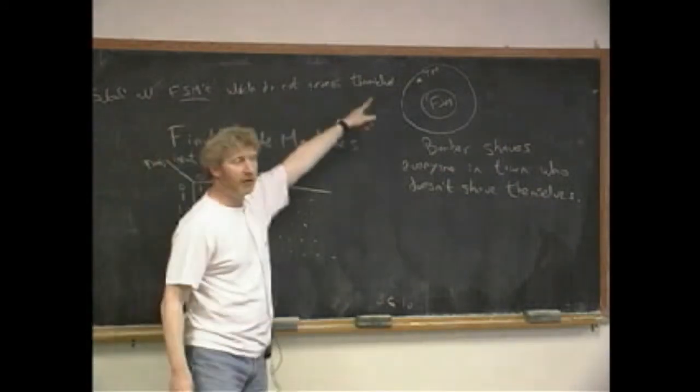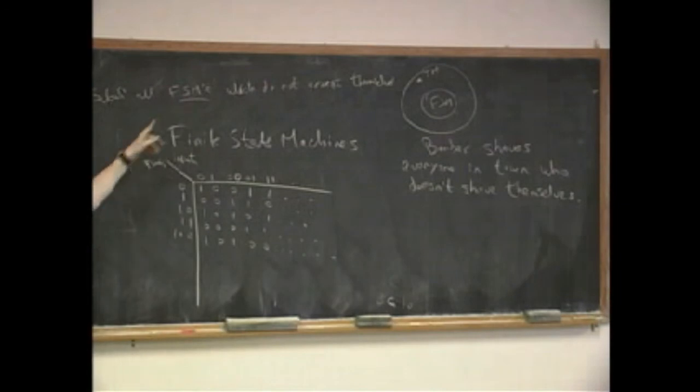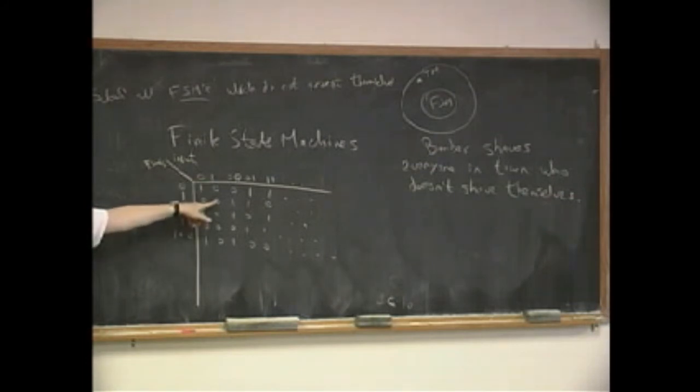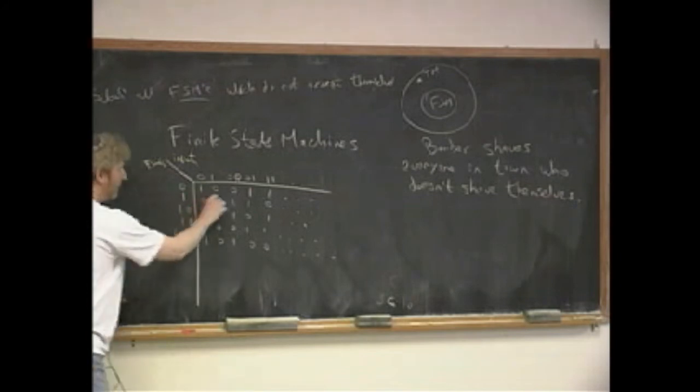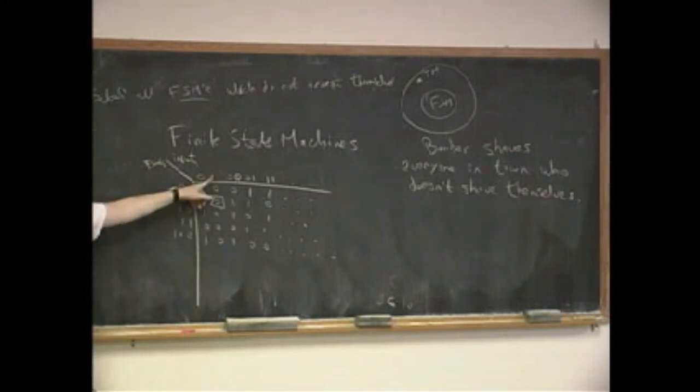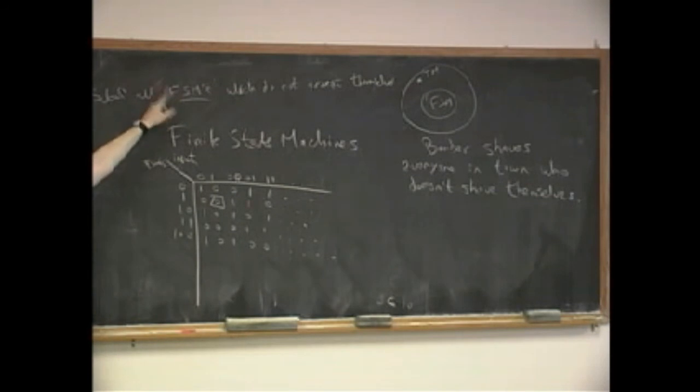Now, this language we talked about, the set of all finite state machines which do not accept themselves, you can figure out what this language looks like from this chart. Here's a finite state machine. Does it accept itself? It does. Here's a finite state machine. Does it accept itself? It doesn't. I'm going to circle that one. So the finite state machine labeled 1 is a string in this set, a finite state machine that doesn't accept itself. Where's the next one that doesn't?